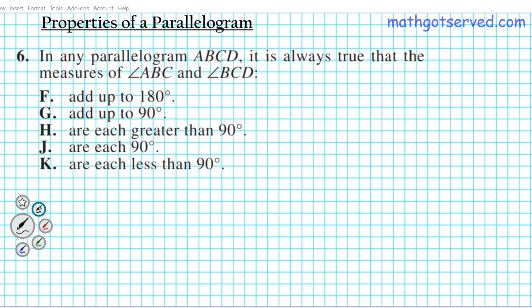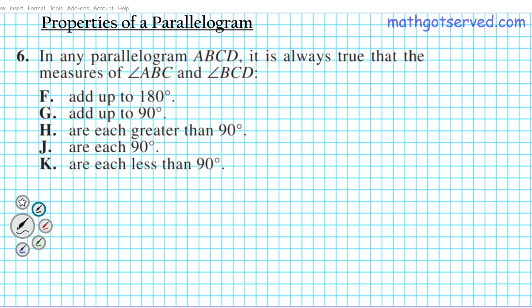It reads, in any parallelogram ABCD, it is always true that the measures of angle ABC and BCD, and then we have the options here: either they are supplementary, complementary, are each greater than 90, are each 90 degrees, or are each less than 90 degrees.